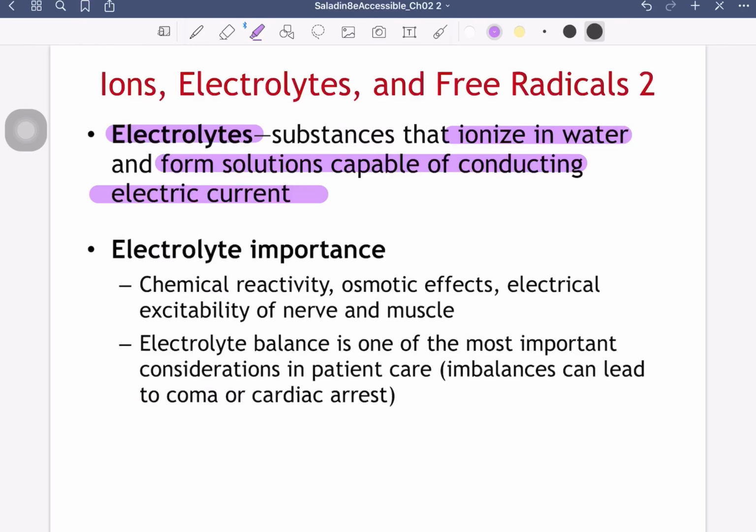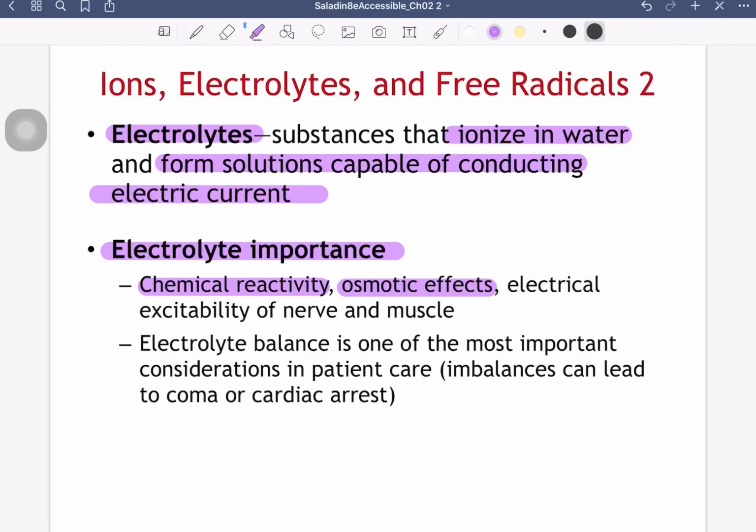Now, why are we talking about these? Because these electrolytes play a very important role in human physiology and animal physiology and plant physiology. Think about it. We are largely made of water, so if we're basically big bipedal bags of water, it makes sense that ionization would have a big role. Why are they important for us? They can have a lot of chemical reactivity. They have a big role in osmotic effects, and hopefully you remember what osmosis is, or if not, we'll talk about it down the road.